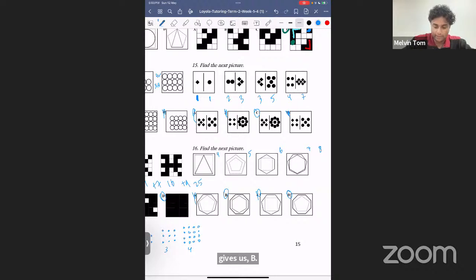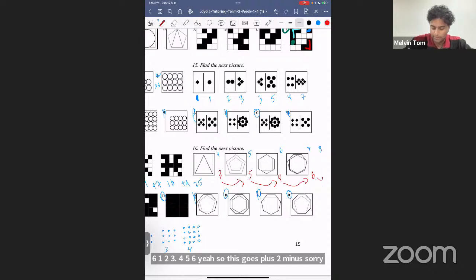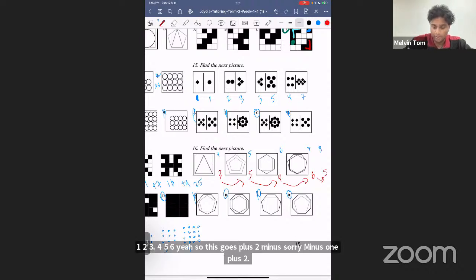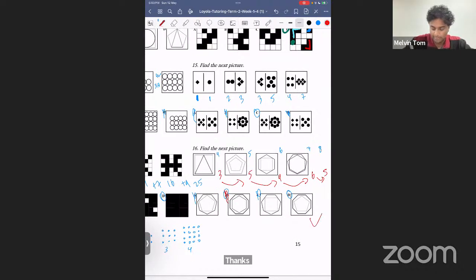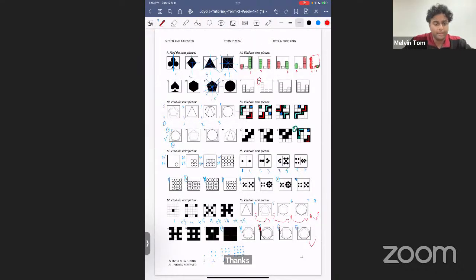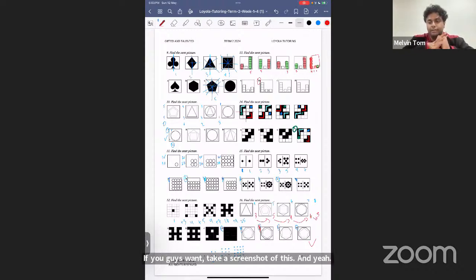And the inside one, the pattern is 3, 5, 4, 6. Is that 6? 1, 2, 3, 4, 5, 6. Yeah. So it goes +2, -1, +2. Next one should be -1. So it should be 8 and 5. So the answer is D. Pretty easy. If you guys want, take a screenshot of this and take some notes. If you have any questions, send it in the chat. I'll take a look at it.